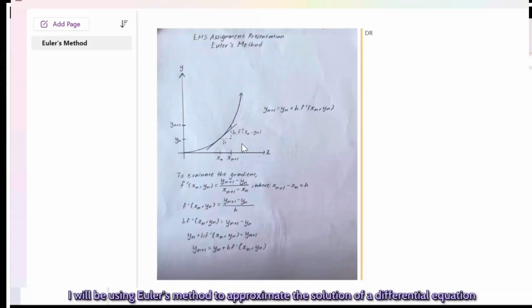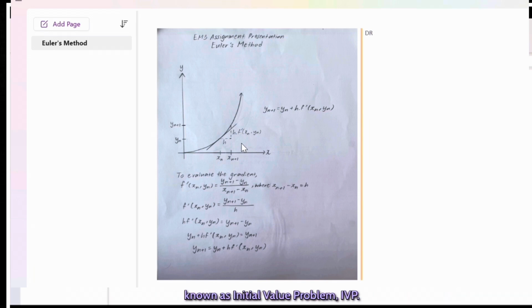Hi. Today, I'll be using Euler's method to approximate the solution of a differential equation known as an initial value problem, IVP. Let's understand how Euler's method works.